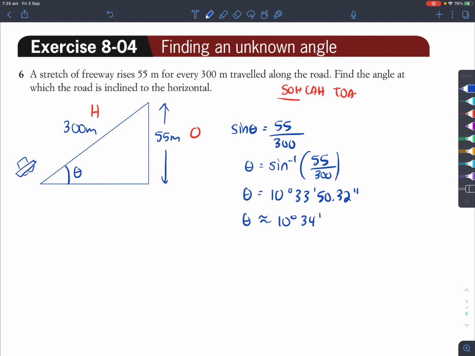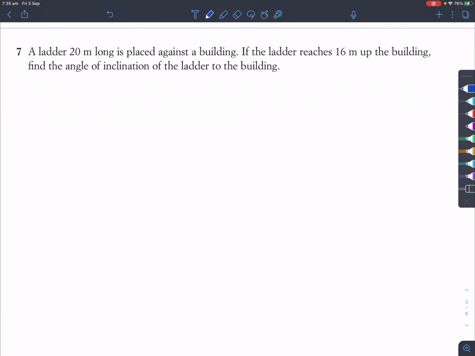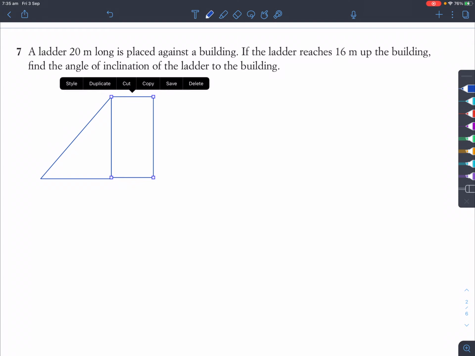Now, let's move on. Question 7. A ladder 20 meters long is placed against the building. If the ladder reaches 16 meters up the building, find the angle of inclination of the ladder to the building. So here's the building. Draw it as accurate as possible. There we go. So there's your building. That's the box shape there.